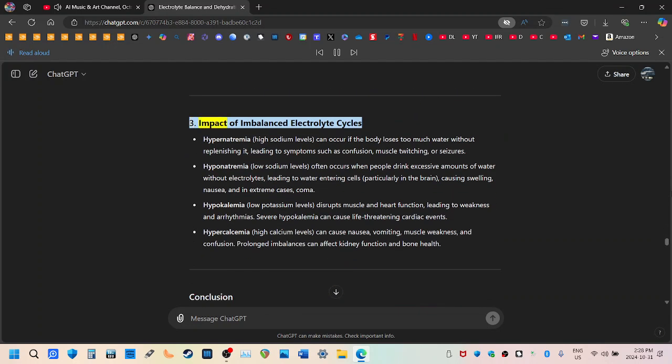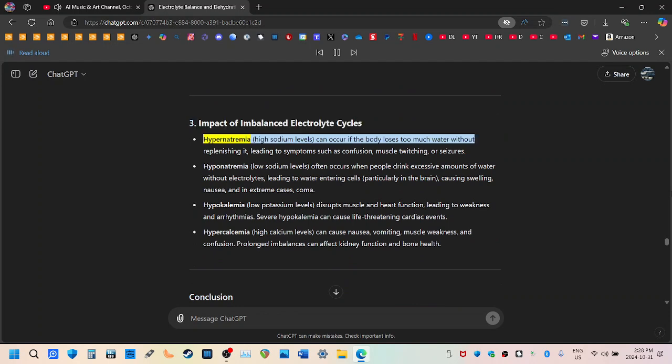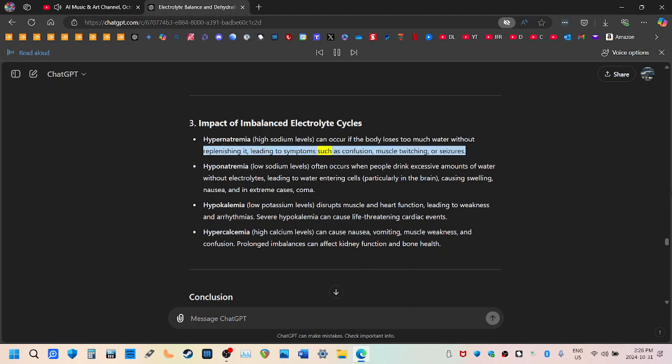3. Impact of imbalanced electrolyte cycles. Hypernatremia, high sodium levels, can occur if the body loses too much water without replenishing it, leading to symptoms such as confusion, muscle twitching, or seizures.